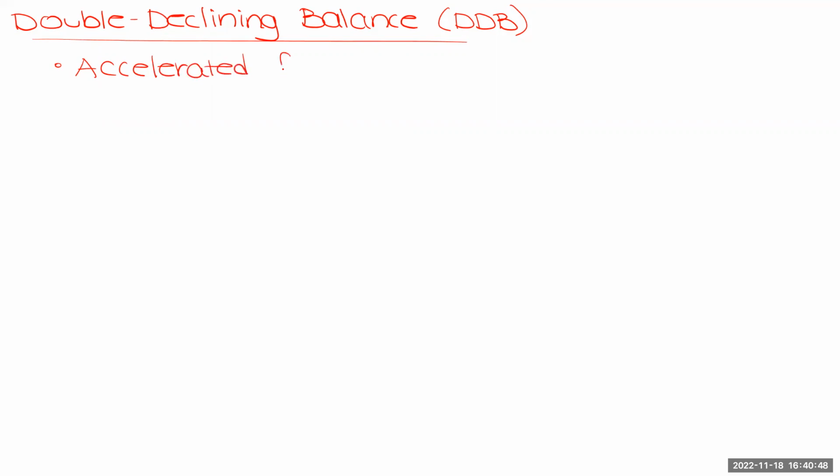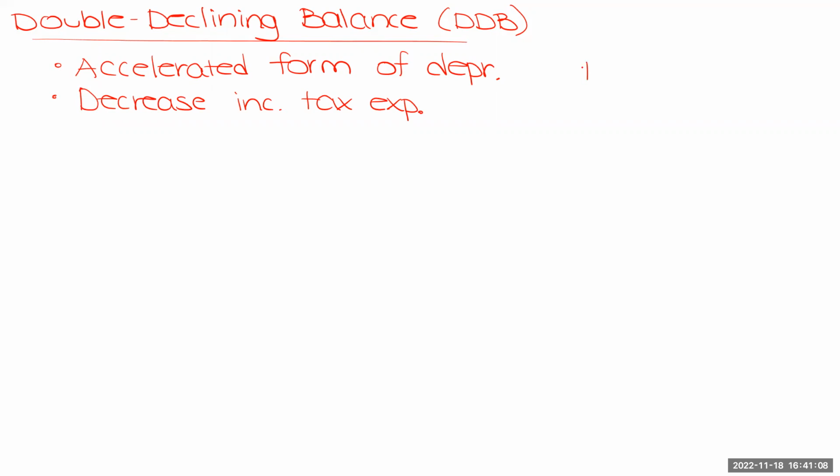Accelerated form of depreciation. So a company might use this method. It helps decrease their income tax. Right? When it says accelerated depreciation, that means we're going to record more depreciation expense. If you have higher expenses, you have a lower net income. Lower net income means less taxes. Okay, so that might be a reason a company would select this method.